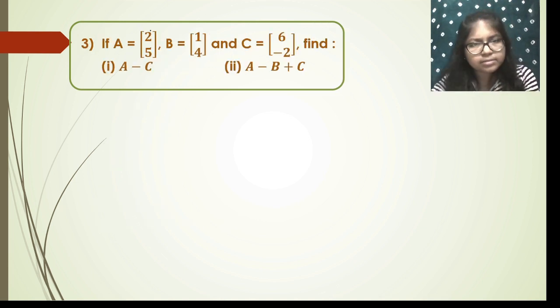If A has elements 2 and 5, elements of B are 1 and 4, elements of C are 6 and minus 2, we have to find A minus C. So let's do it. Just subtract the corresponding elements. Okay.